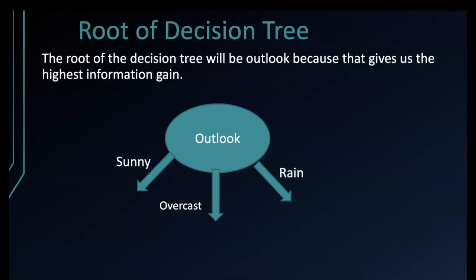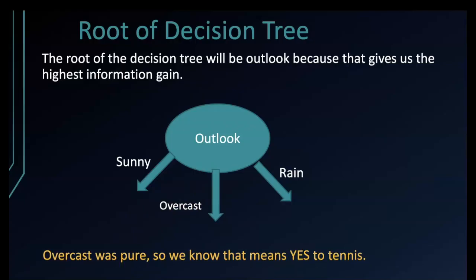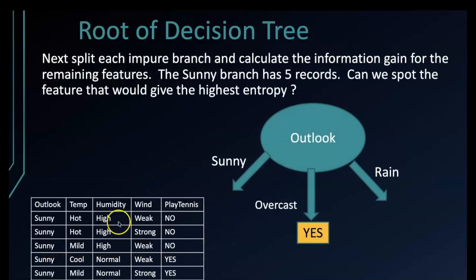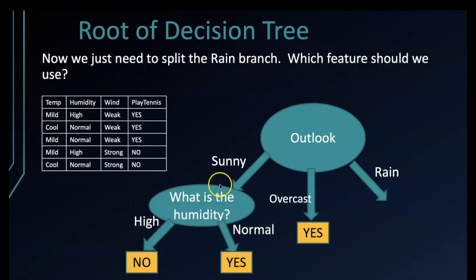Well, the overcast branch ended up with something that was pure. We knew what we were going to say, that we were going to say yes to tennis when it was overcast. And now we need little decisions on the sunny and the rainy side. We can break out just those records where it was sunny and figure out, well, what's the next decision we could do? We can do the same thing with the records that go to that part of the tree. And we can look at, well, let's look at humidity. Is that a good decider for whether or not we should play tennis based on it being sunny?